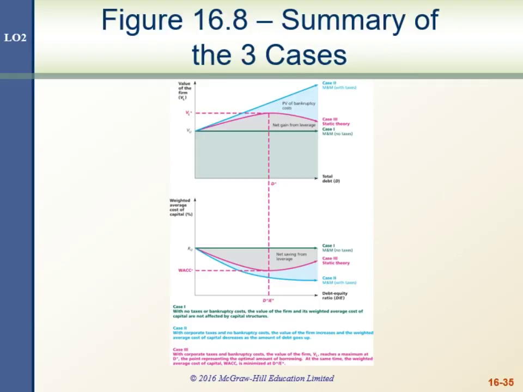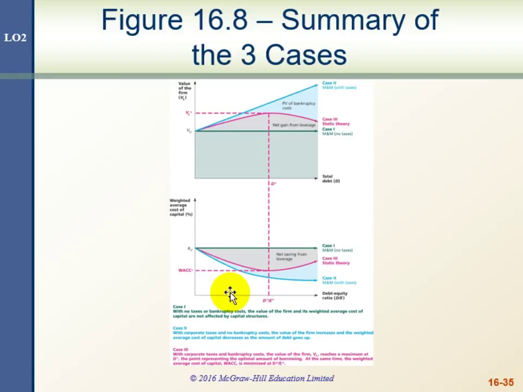Okay, so the summary of the three cases can be seen in the slide here. We can see that there's an optimal value of the firm. In the case of bankruptcy costs and taxes, the value of the tax shield goes up to some point where it's actually offset by the present value of the bankruptcy costs in the future. That's corresponding with the optimal debt equity ratio, which is the minimum amount of the weighted average cost of capital.